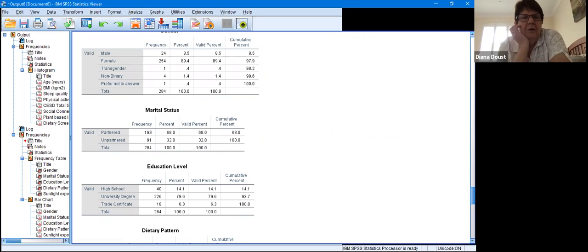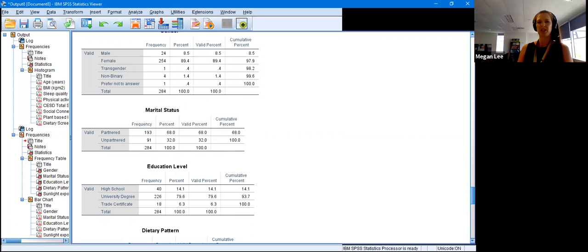And what about prefer not to answer? Just leave them. Gender's not a really big part of our research question. It's just an interesting thing. In fact, I don't think gender is significant, so it doesn't end up being put into the model anyway.